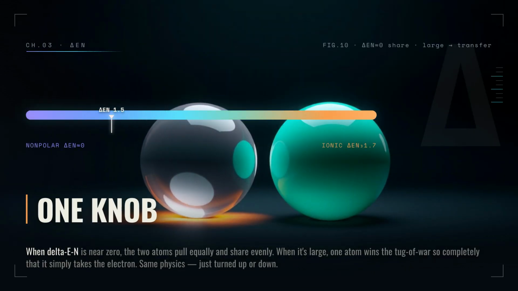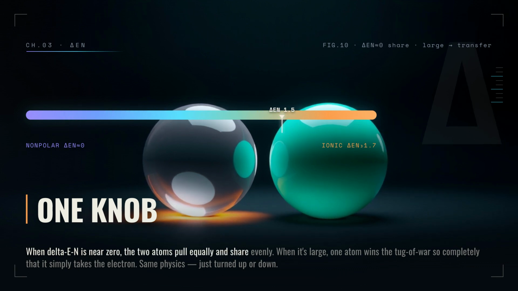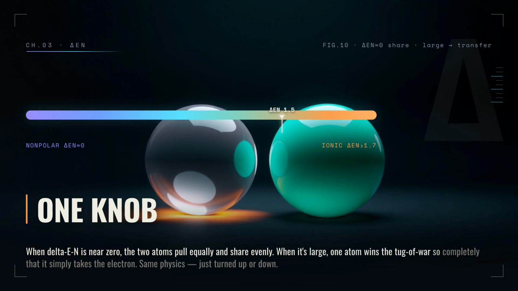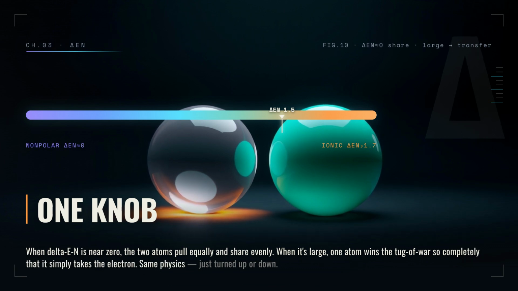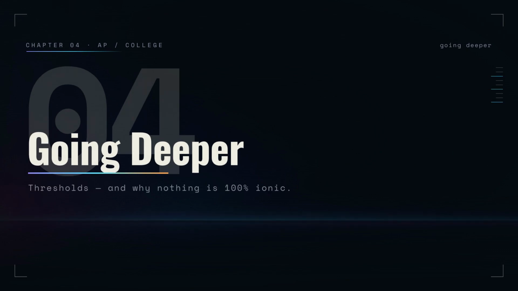When delta EN is near 0, the 2 atoms pull equally and share evenly. When it's large, one atom wins the tug of war so completely that it simply takes the electron. Same physics, just turned up or down. Finally, let's go deeper.